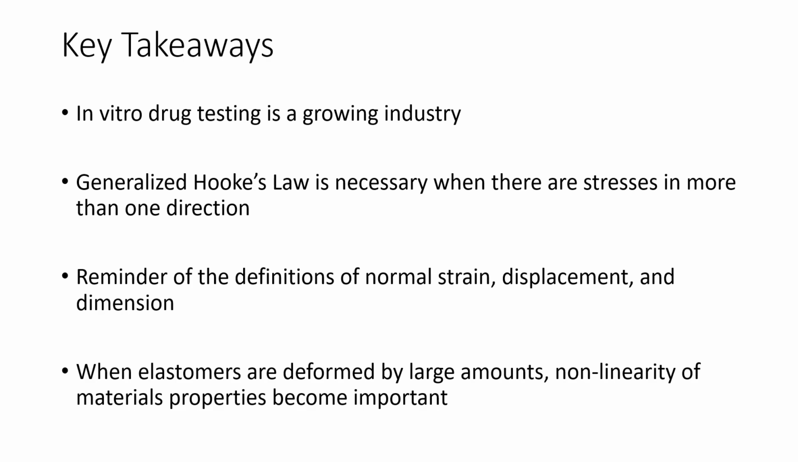So our key takeaways from today's mechanics analysis is that in vitro drug testing is a growing industry. Generalized Hooke's law is necessary when there are stresses in more than one direction. We also went over a reminder of the definitions of normal strain, displacement, and dimension, where strain is dimensionless or in units of percent, whereas displacement and dimension have units of distance like meters or millimeters. Lastly, when elastomers are deformed by large amounts, nonlinearity of the material's properties become very important.